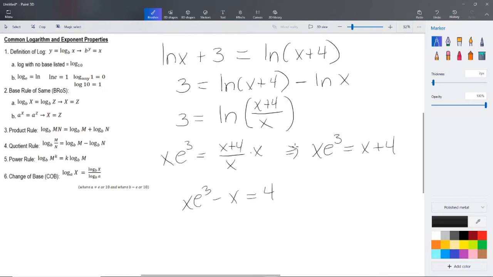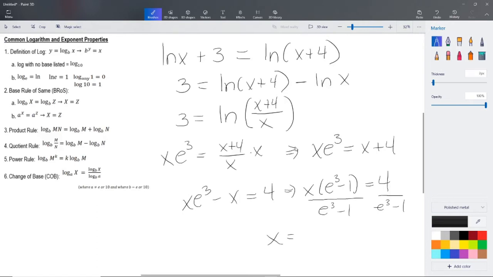and it equals 4. All right, so now on the left-hand side, these two items have something in common. They have x in common, so let's factor that x out. So that's going to give me x times e to the 3 minus 1, and the whole thing's still equal to 4. Now to solve for x, I need to divide both sides by this e to the 3 minus 1. And that's how we're going to find x. x is going to be 4 divided by e cubed minus 1.